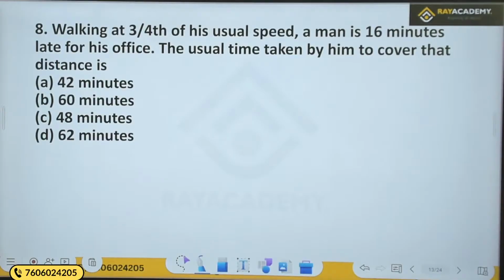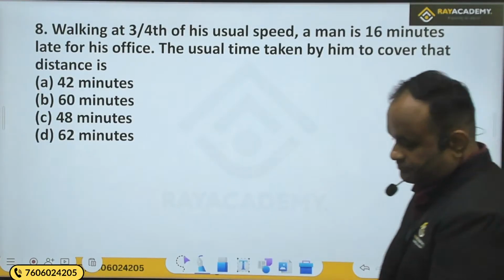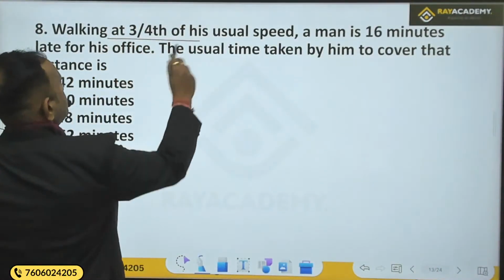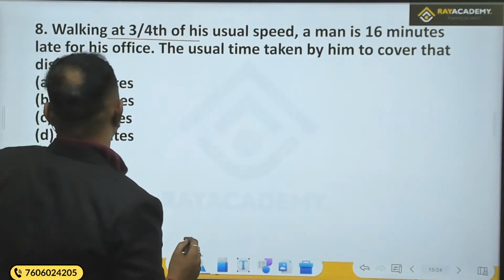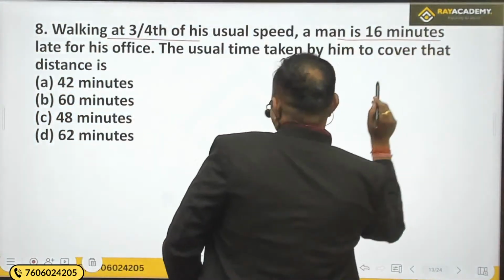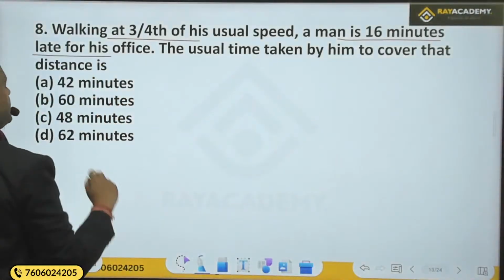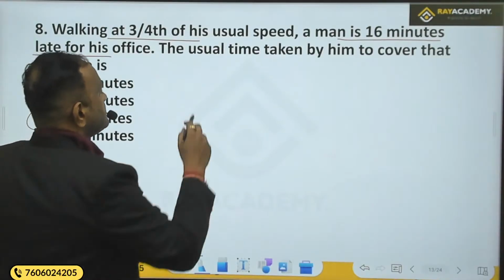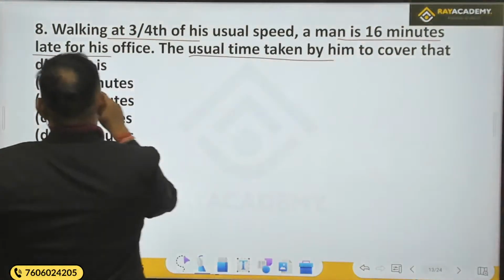Question number 8. Working at a speed of 3/4 of his usual speed, a man is 16 minutes late for his office. The usual time taken by him to cover that distance is? At 3/4 speed he is 16 minutes late, meaning extra time is taken, because the speed is lower. Speed and time are inversely related. How much is the usual time to cover that distance?